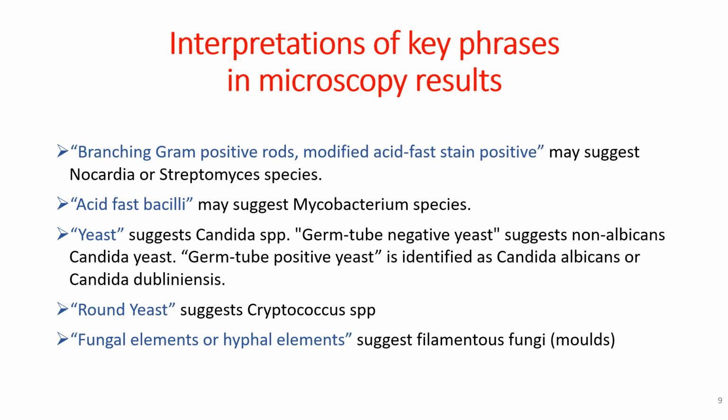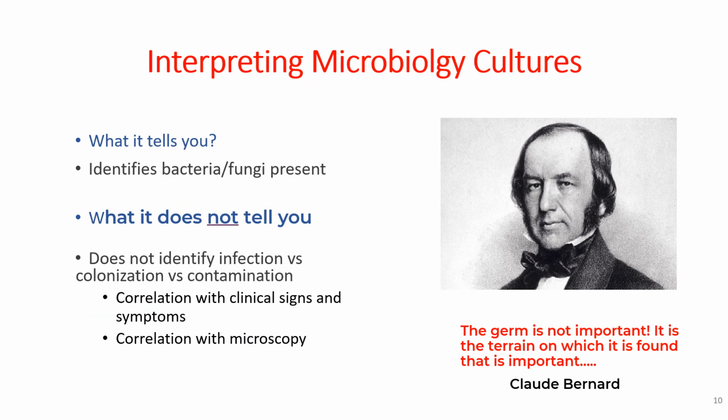The other example is round yeast cells, which indicate Cryptococcus species. Then there are fungal elements or branching filamentous elements on microscopy, which indicate fungal elements, or to be specific, molds. So this is how microscopic results can help us interpret the microbiology report. However, it is an in vitro result, and it identifies bacteria or fungi present, but it doesn't tell us whether it is an infection, colonization or contamination. For that, it needs to be interpreted in correlation with the clinical signs and symptoms.